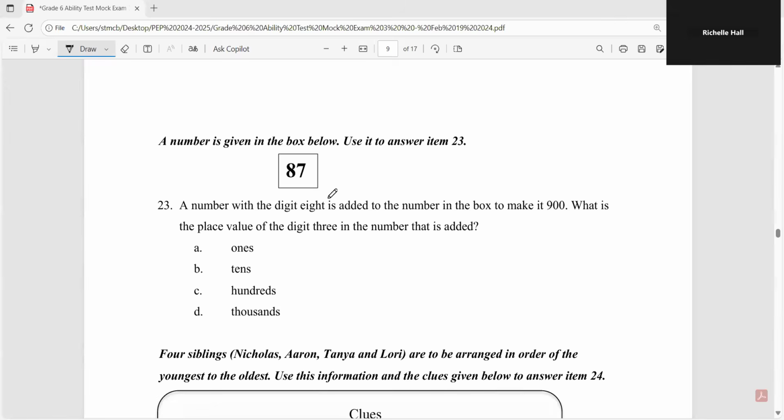So, sir, what I did was that I examined the number. I noticed that the number is 87. So it's tens and ones. So if you added the 3, it would be hundreds. Which 3?